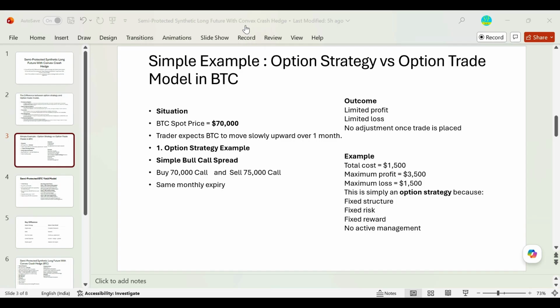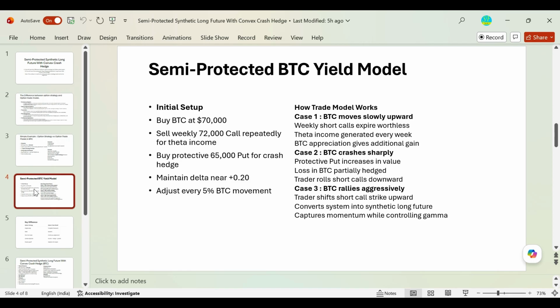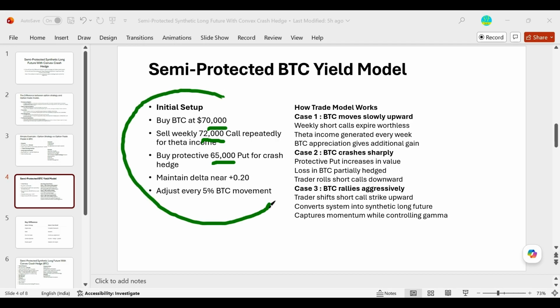How you can form a trade model. Here is a similar example. Say BTC is at 70,000. One trader is selling a 72,000 call option, with a protective 65,000 put option for cross hedge, and maintains a delta of 0.2, with adjustment at every 5% BTC movement. So this is called your BTC semi-protected yield model.